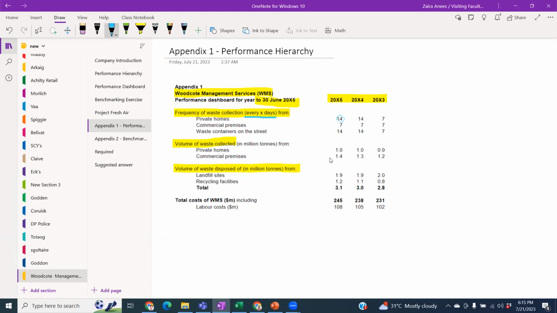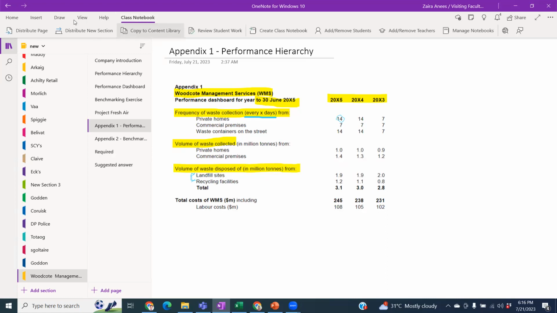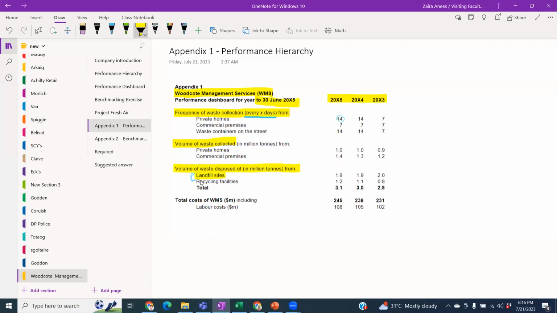Volume of waste collected, this is the second indicator, and volume of waste disposed of. So what we are collecting and what we are disposing of with respect to landfill site, with respect to recycling facilities, both are given here. Can you differentiate between these two? Disposal from landfill sites and disposal from recycling facilities.